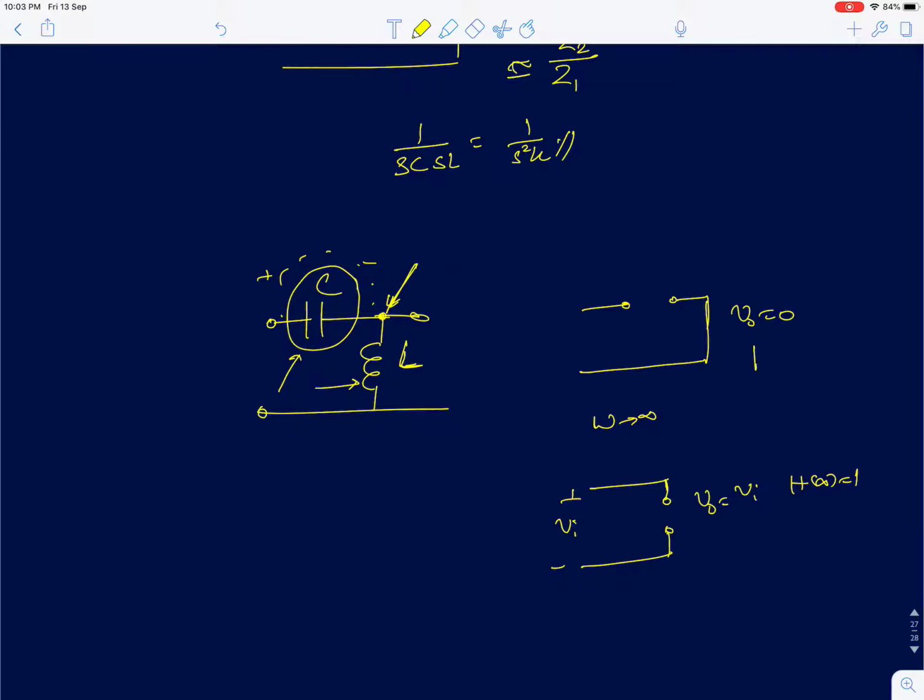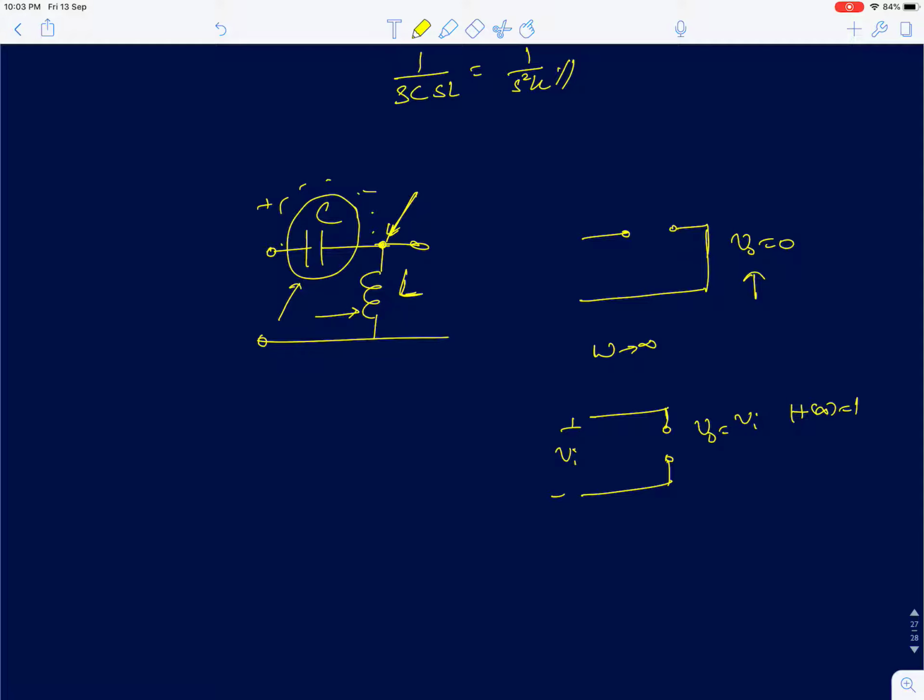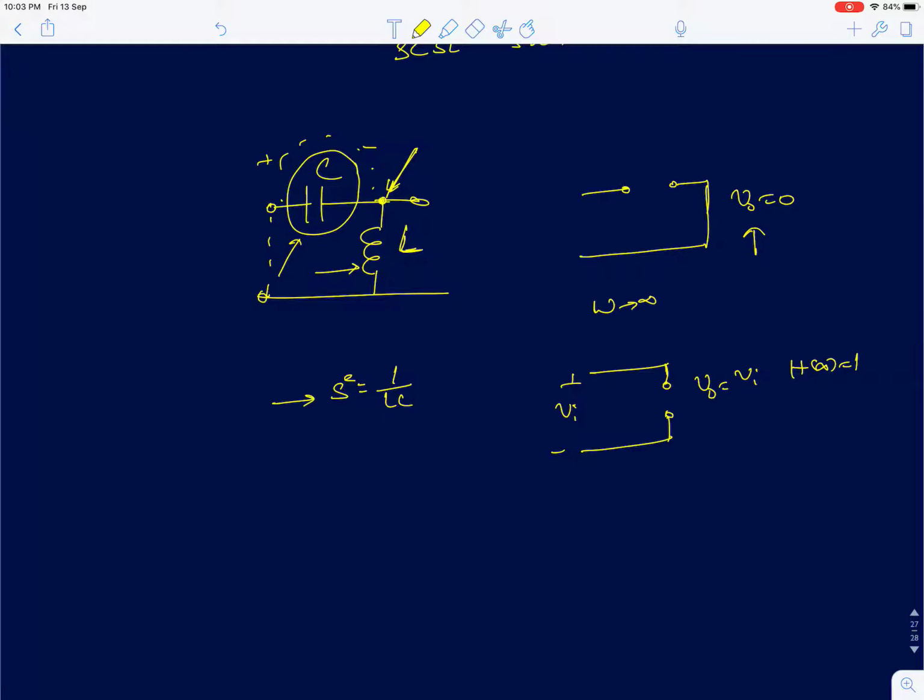High frequency gain is 1. So we can see that this is some kind of a high pass filter, because the low frequency gain is 0 and the high frequency gain is a constant. To derive the transfer function, first to find the pole, it's very simple. I can simply short the input and equate it. So you get the pole at the same location, which is S square equals minus 1 by LC. So there are two complex poles here, and the denominator is easy to write, which is 1 plus S square LC.